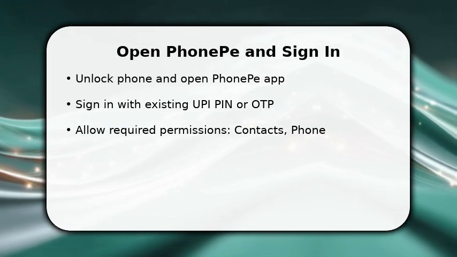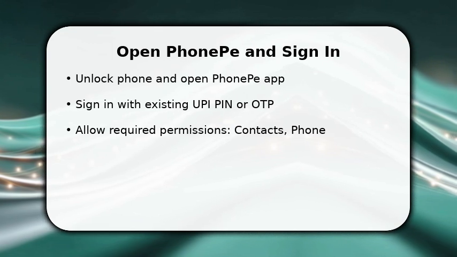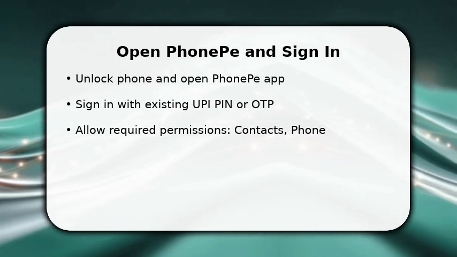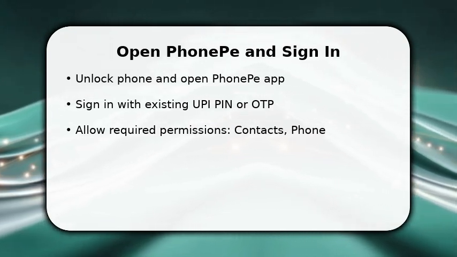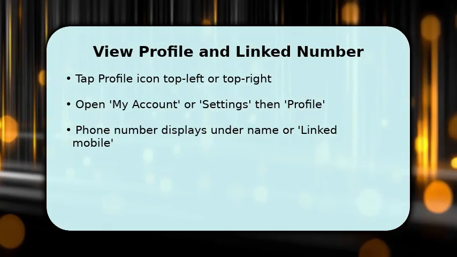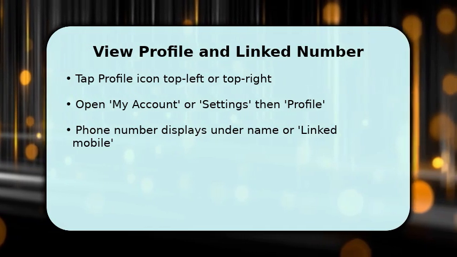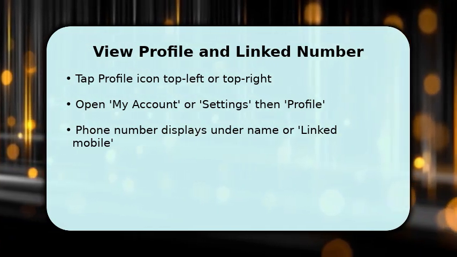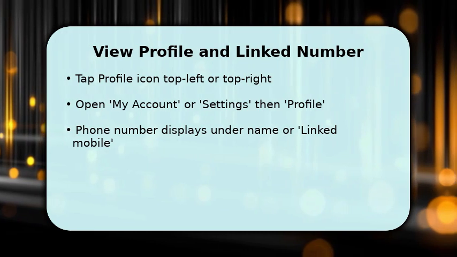Make sure you grant contacts and phone permissions so the app can access linked numbers. Without permissions, PhonePe may not display the associated phone number in settings. Once signed in, tap your profile icon to reach account details. This is where PhonePe stores core contact information.